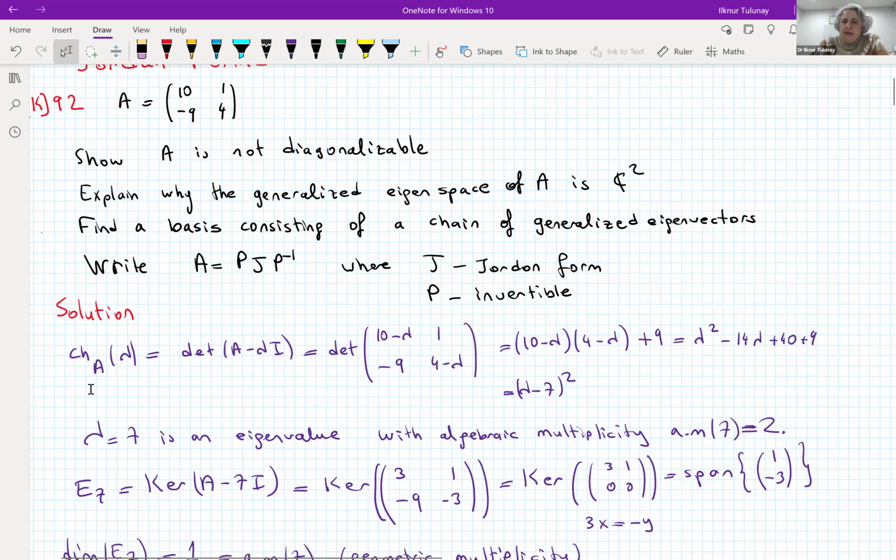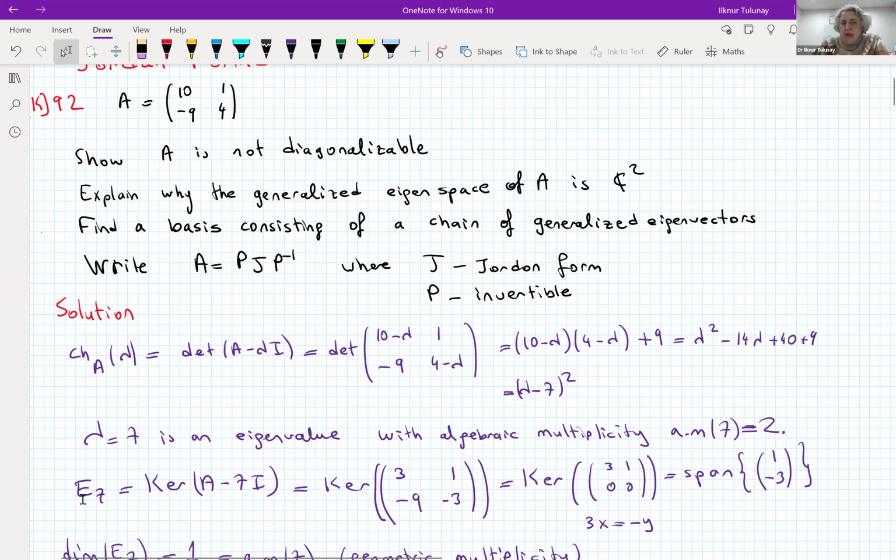It means that lambda equal to 7 is an eigenvalue with algebraic multiplicity 2. Algebraic multiplicity, as a definition, just reminding ourselves, is the order or the degree of the root of that eigenvalue. So the root is 7, and 7 has degree 2 in this polynomial. Then the algebraic multiplicity of the eigenvalue 7 is 2.